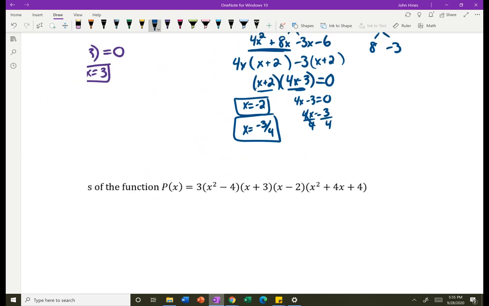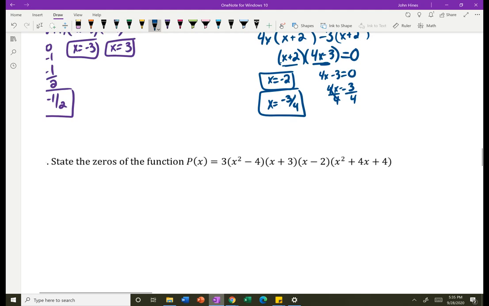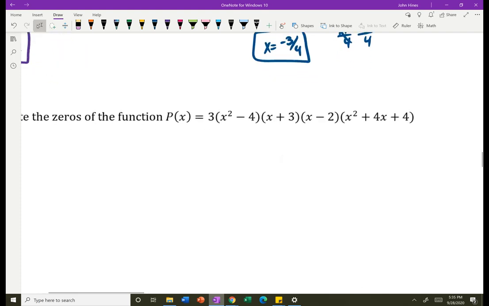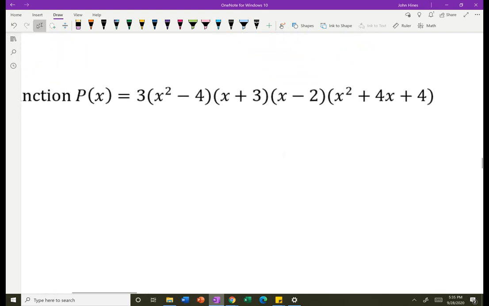So let's look at this one here, if it loads ever. State the zeros of this function. State the zeros of this function here. Well, it's kind of factored, but right now I see a 3, okay? That's the difference of perfect squares.